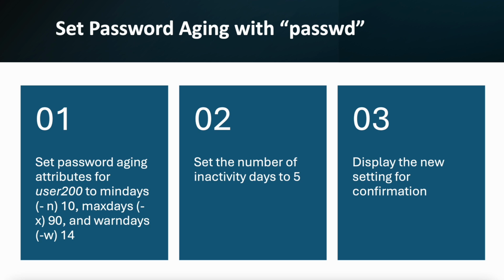So, password aging with passwd. Here we will do the second lab. The first task is to set password aging attributes for user200 to minimum days 10, maximum days 90, and warning days 14. Let's do the lab.